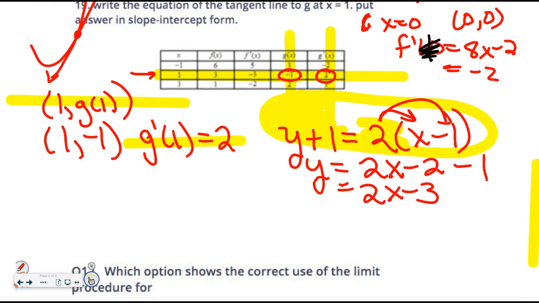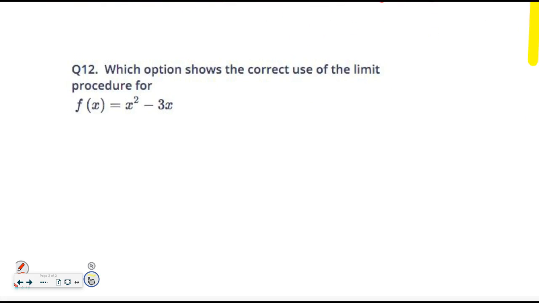And the last one was this one. I didn't screenshot all the possible answers because they were super tiny. You wouldn't have been able to read them. But it asked for which shows the correct limit procedure, and it used delta x. So we need the limit as delta x approaches 0 of.